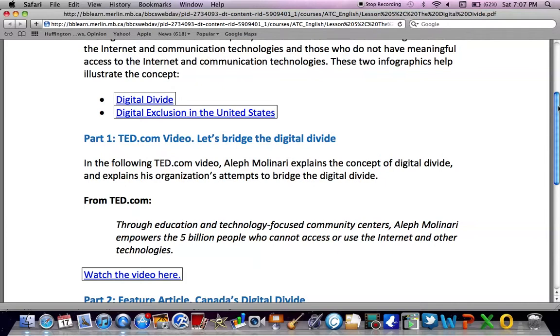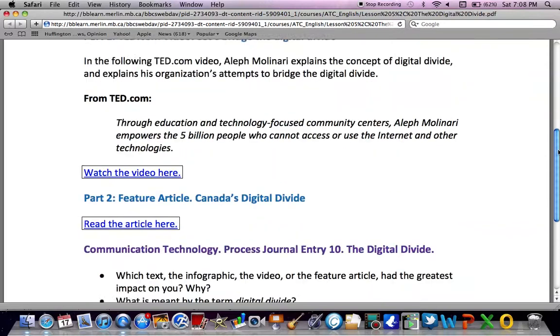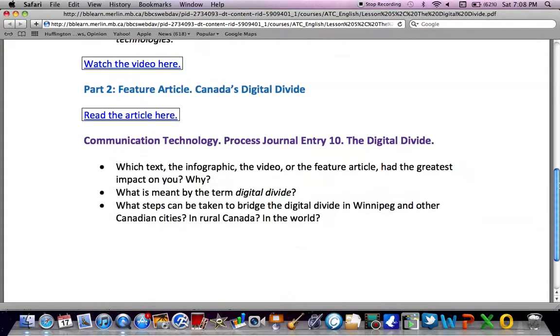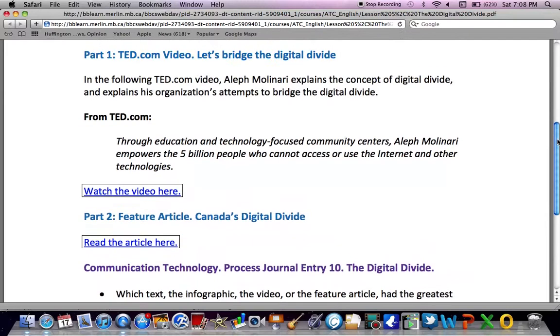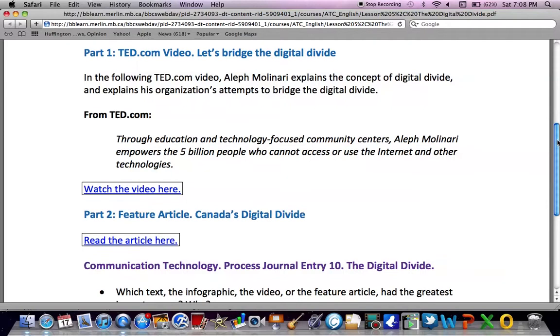So there's a TED.com video, and the video focuses on bridging the global digital divide. So it has a global perspective and looks at how technology can be effectively brought to some of the poorest areas in the world. So you'll watch a TED.com video, and then you'll read a feature article, and the feature article, it's also on the digital divide, but it focuses on the digital divide in Canada specifically. So a video that has really a global perspective, and then a feature article that has a Canadian perspective.